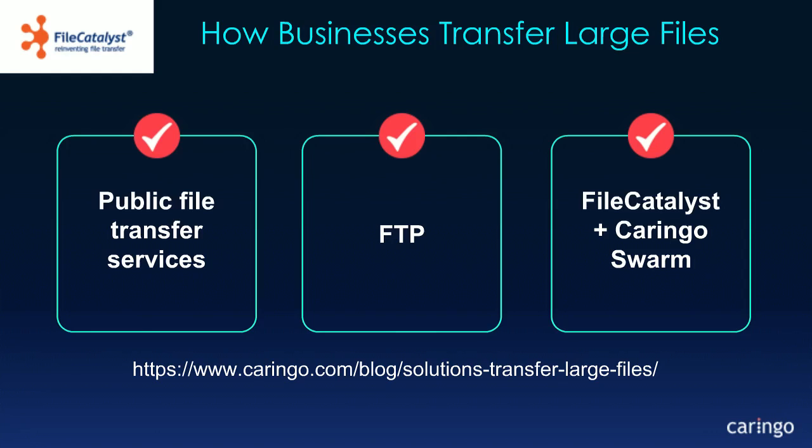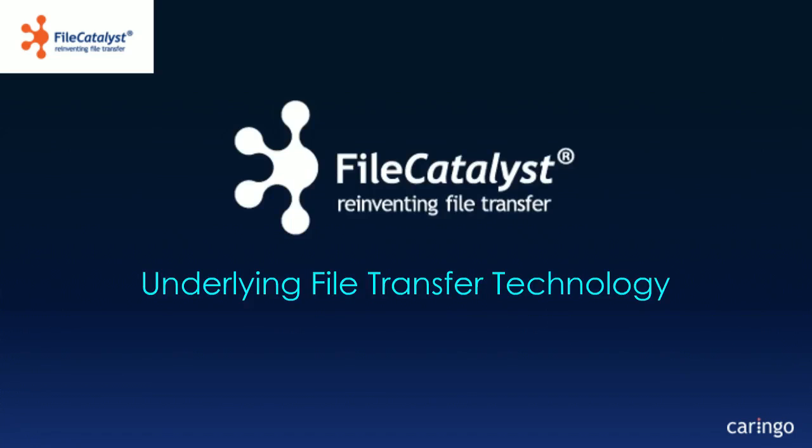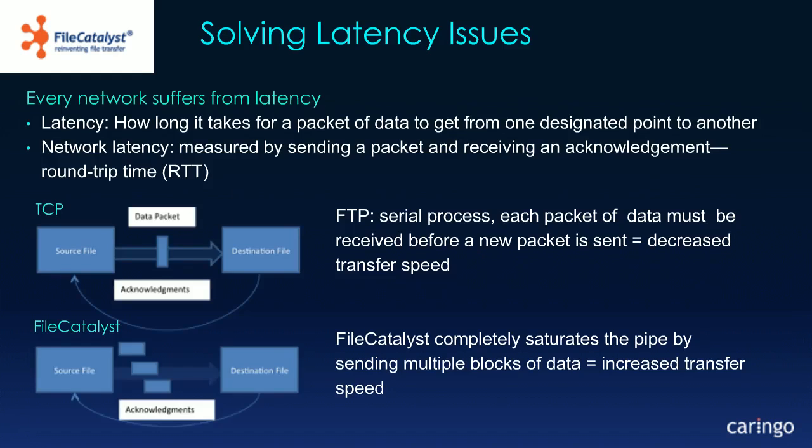Then you have companies implementing FTP servers to share content within the organization, which works great if you're within the same network. But as I said, moving globally, I'll look at the issues around FTP and why FTP is an unreliable solution. Then you have companies who smartened up and started using technologies like FileCatalyst with a great storage platform like Caringo Swarm. So let's dive into this a bit. To understand what FileCatalyst does, let's look at the underlying file transfer technology that these services use.